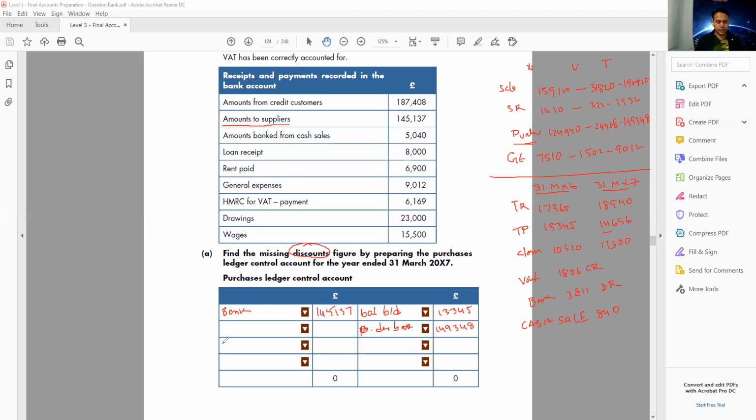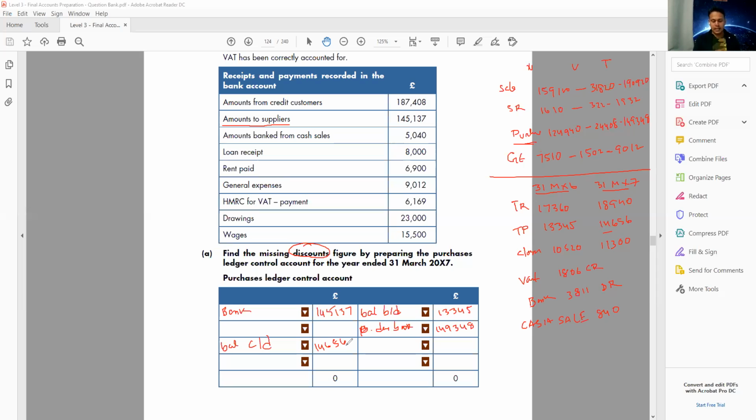So you're going to say balance CD. This is also given in the question. Balance CD, that is 14,656. That's it. So now I have all the information, and now I have to find the balancing figure.